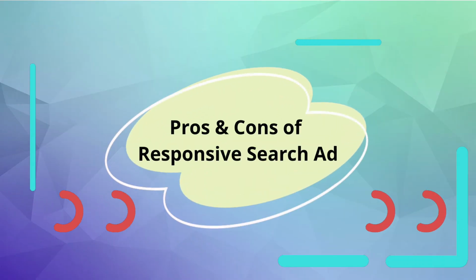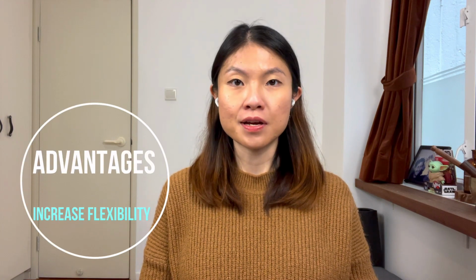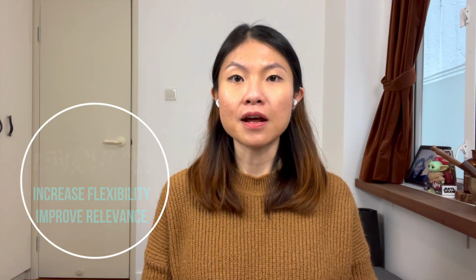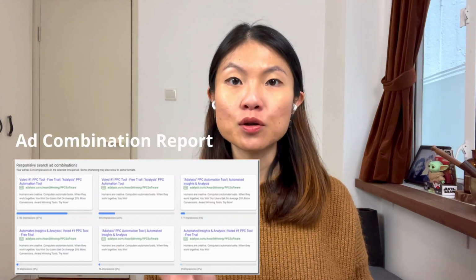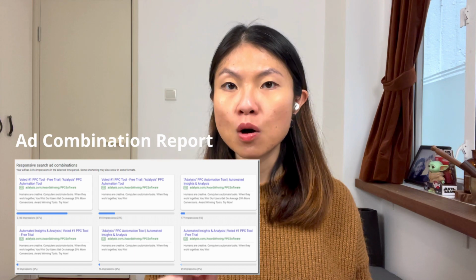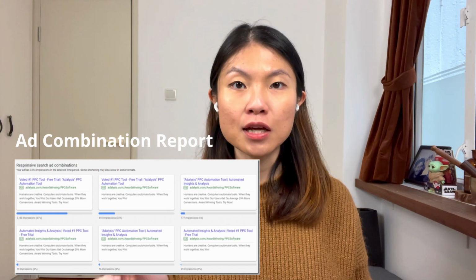In order to craft the responsive search ad that allows us to gain click-through rates and conversions, let's understand their pros and cons first. The advantages. First of all, it increases the flexibility and relevance. With responsive search ad, you're not limited to one single headline or description. Instead, you can enter multiple variations, allowing Google's AI to choose the most relevant combination for each search query.